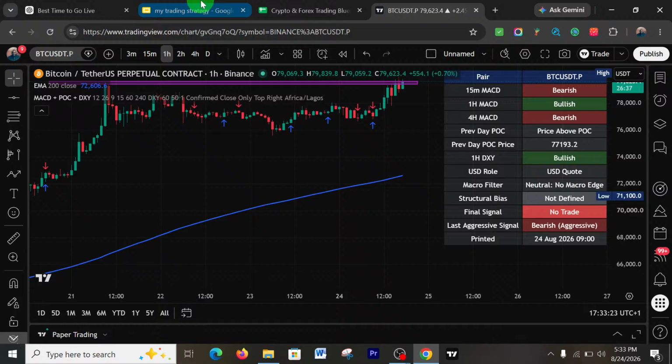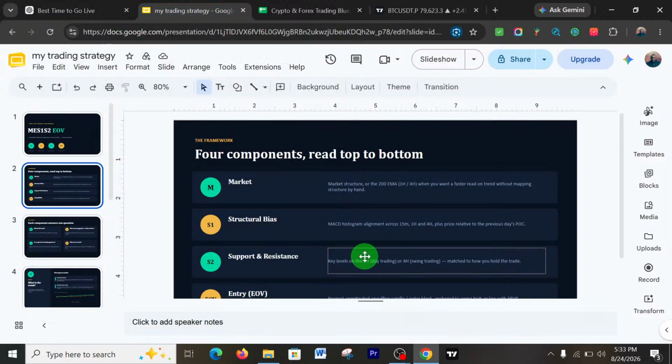So the next is support and resistance. Why support and resistance? I'll show you. You have to look at key levels. If you're day trading, you use the 2 hour support and resistance. If you're swing trading, you use the 4 hour support and resistance. The 4 hour support and resistance is often the strongest. You can also use it for day trading, but oftentimes the 2 hour support and resistance is the right balance.